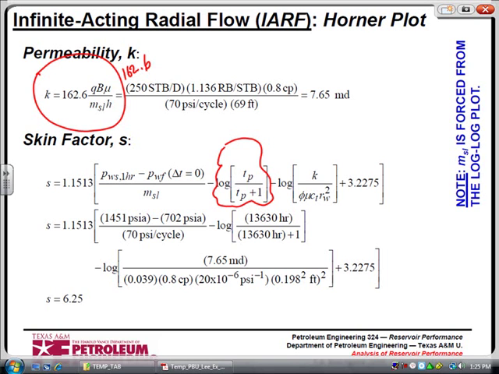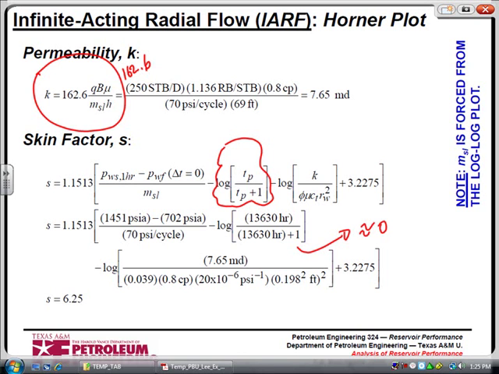So because it's so big, it doesn't matter. If somebody was asking me a minute ago, when do we really have to worry about Horner time? You're going to see a very famous case shortly. The 4-day case, where they produce for 15 hours and shut in for 28 or something like that. That time, Horner time, is going to make a world of difference. You will not get the same interpretation.